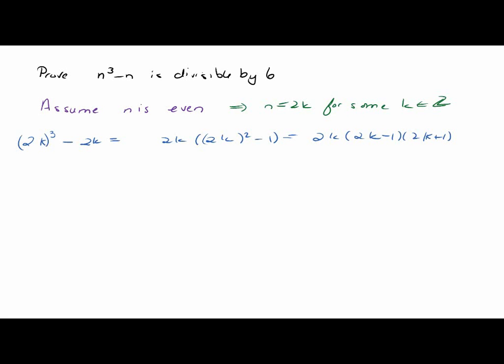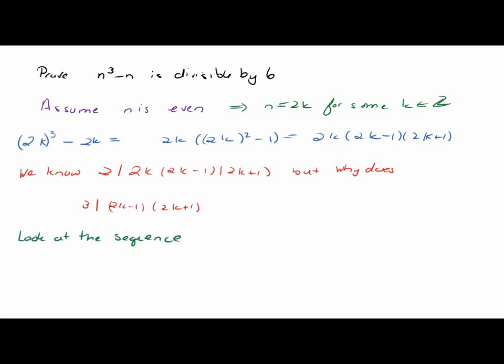Once we assume n is even, we drop it into n cubed minus n, kind of like we did on the in-class assignment, just to see what's going on. We know that 2 already divides that mess because there's a 2 that I can factor out. So really all I need to show now is that 3 divides that mess as well. Then 2 times 3 will divide the mess. So why does 3 divide the rest of the terms?